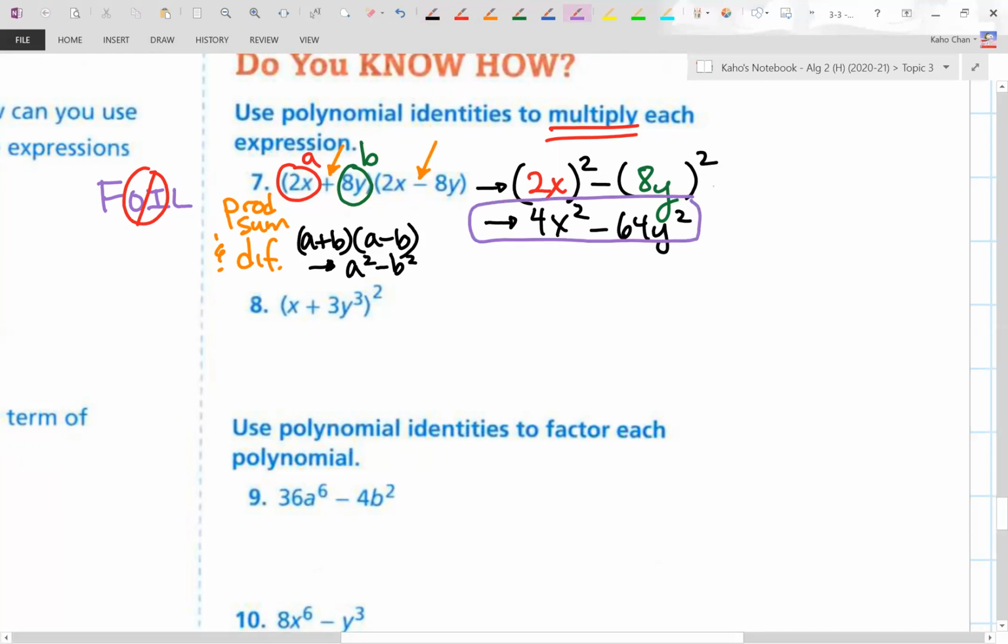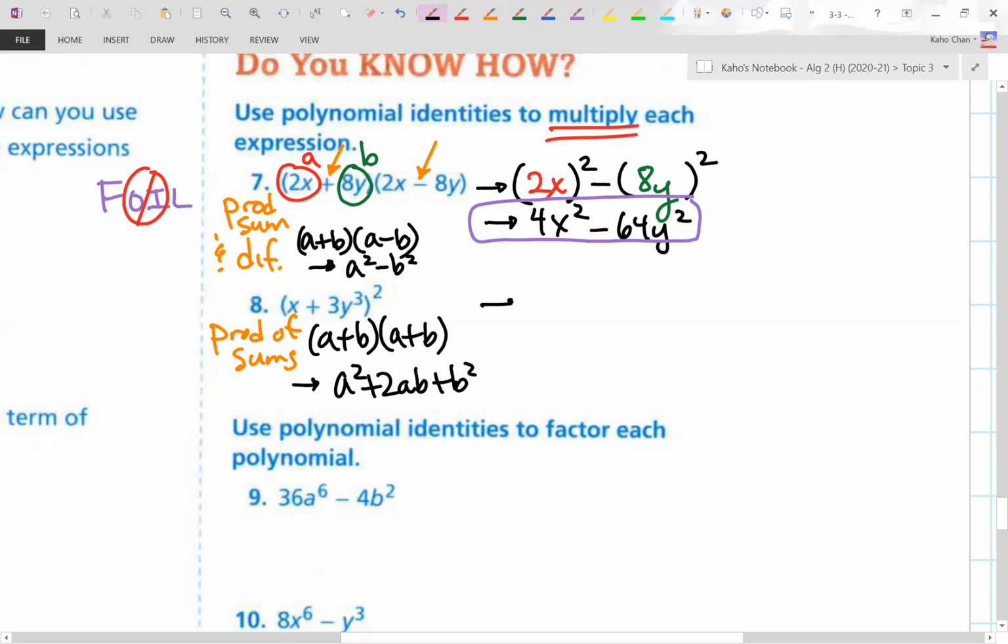All right. The next one is a product of a sum with itself. Product of sums, meaning a plus b times itself, that will give you a pattern of a squared plus 2ab plus b squared. It's not the end of the world, remember, if you don't remember these patterns, but it's helpful when your problems are ugly. A squared plus 2ab plus b squared right there.